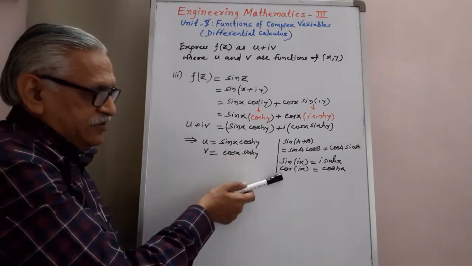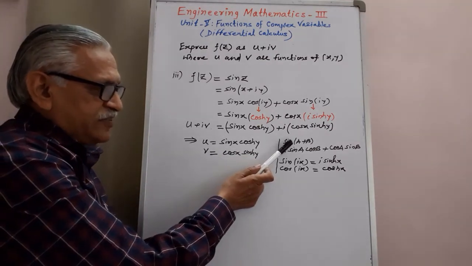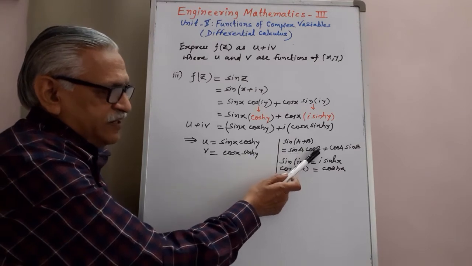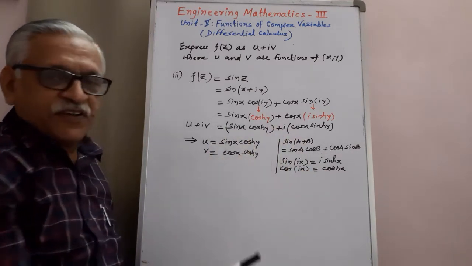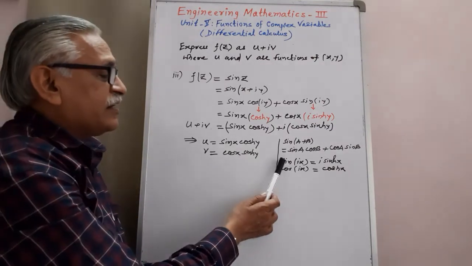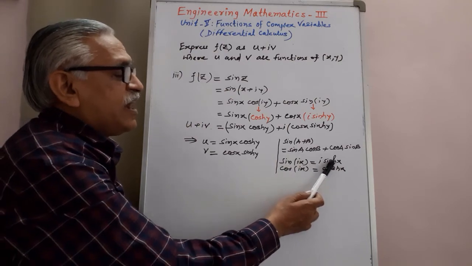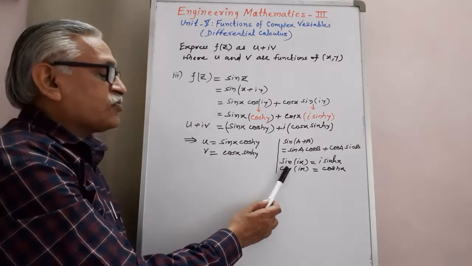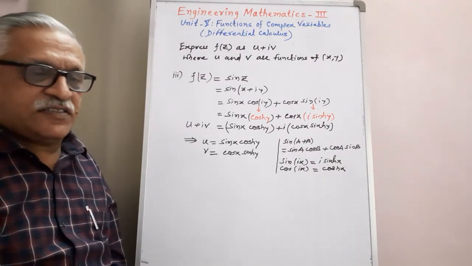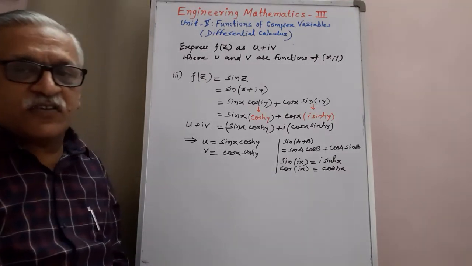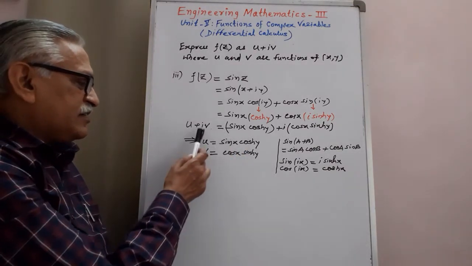Therefore, remember these standard results. Once again, I will repeat. We know that sin(A plus B) is sin A cos B plus cos A sin B. Using this, I have expanded that function. And another standard result from complex numbers: sin of ix as i sinh x and cos of ix as cosh x. These two standard results are the relation between circular and hyperbolic functions to obtain that u and v.